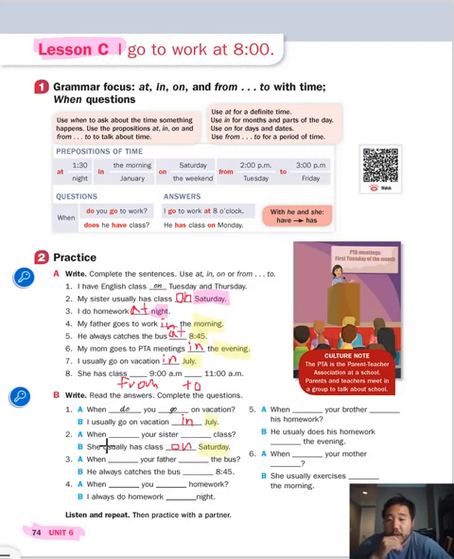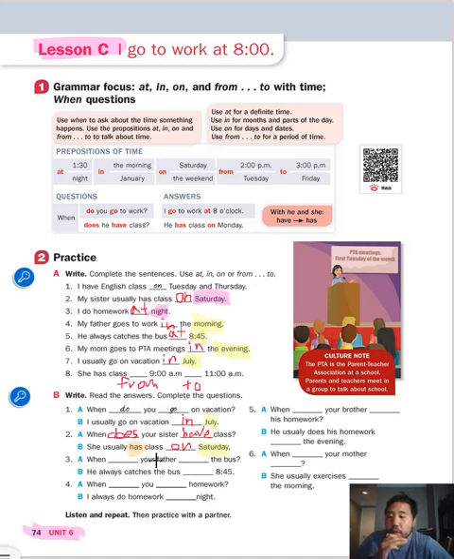Now going back, the pronoun here is she. So the question has to include does, D-O-E-S, does. So when does your sister, here the verb is has. But in the question form, the verb doesn't need to have an s. So the verb is going to be have. When does your sister have class? She usually has class on Saturday.